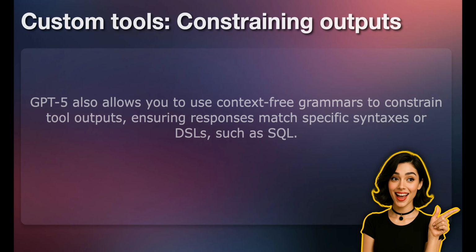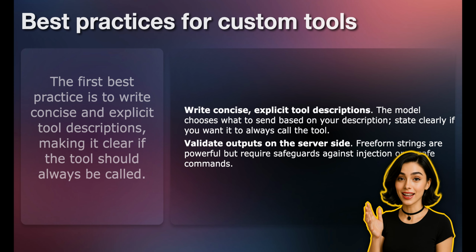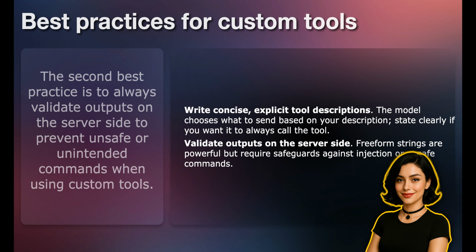GPT-5 also allows you to use context-free grammars to constrain tool outputs, ensuring responses match specific syntaxes or DSLs, such as SQL. The first best practice is to write concise and explicit tool descriptions, making it clear if the tool should always be called. The second best practice is to always validate outputs on the server side to prevent unsafe or unintended commands when using custom tools.